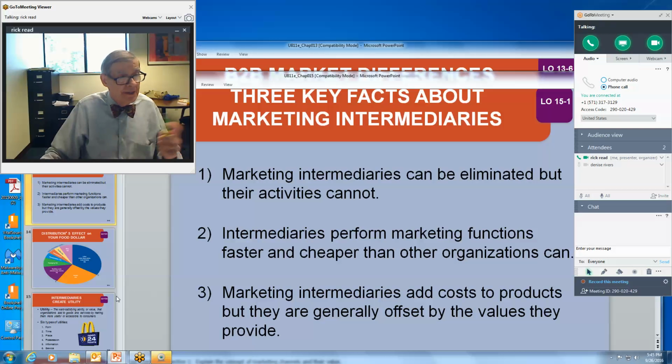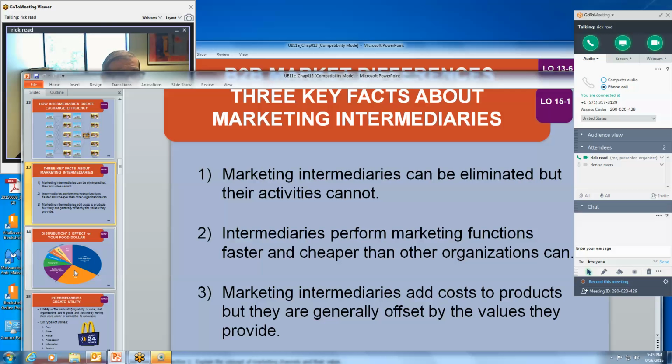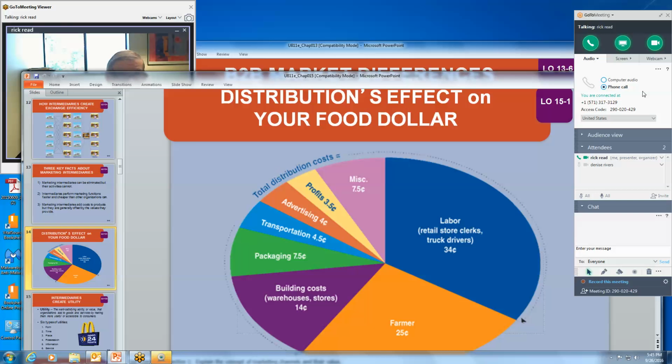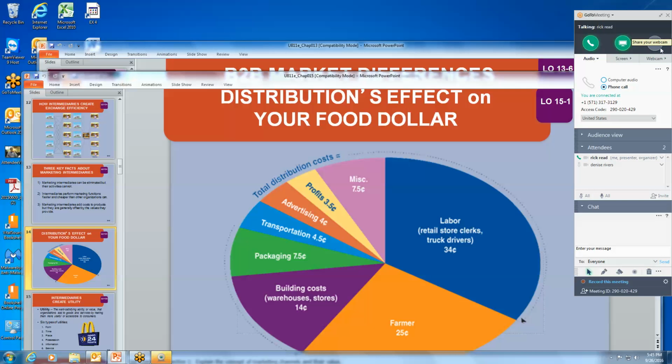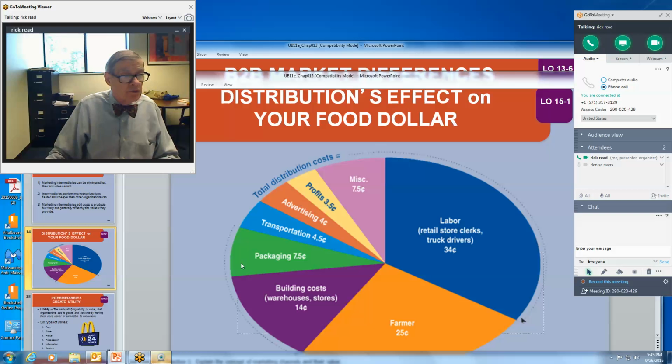Yes, the third bullet there says. By the way, this slide gives you total distribution costs. It's figure 15.3 in your text at the bottom of page 422. I'm not going to spend a lot of time on it, but you can see where your distribution cost goes, and out of every dollar the farmer only gets a buck.